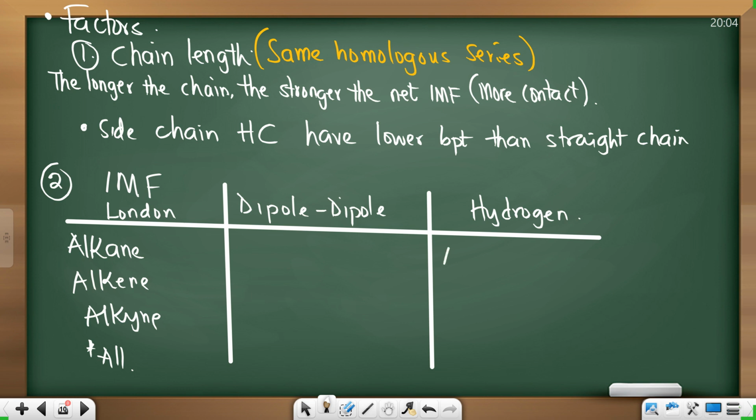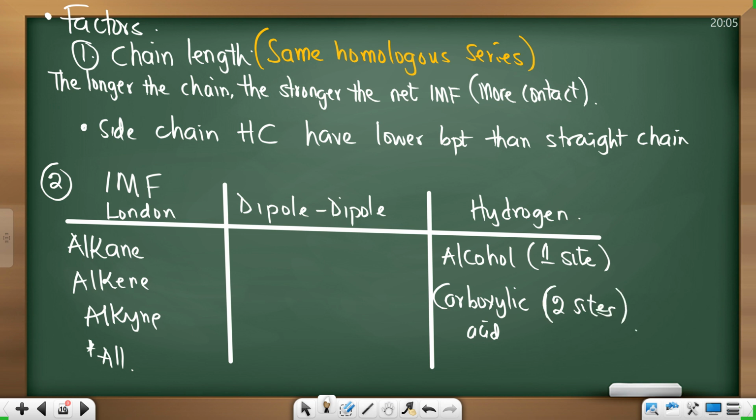Hydrogen bonding is what? Alcohols, which is one side, and carboxylic acids, which is two sides. Now, the rest just comes in here. What do I have? Haloalkane, aldehyde, ketone, esters. What am I missing? Haloalkane, aldehyde, ketone, and esters.